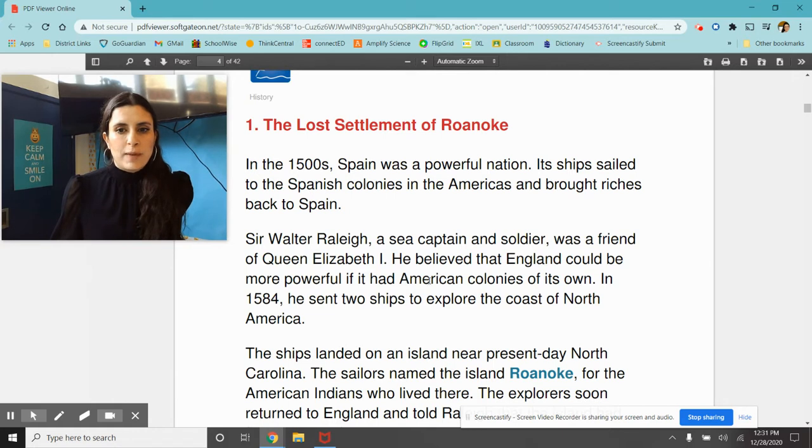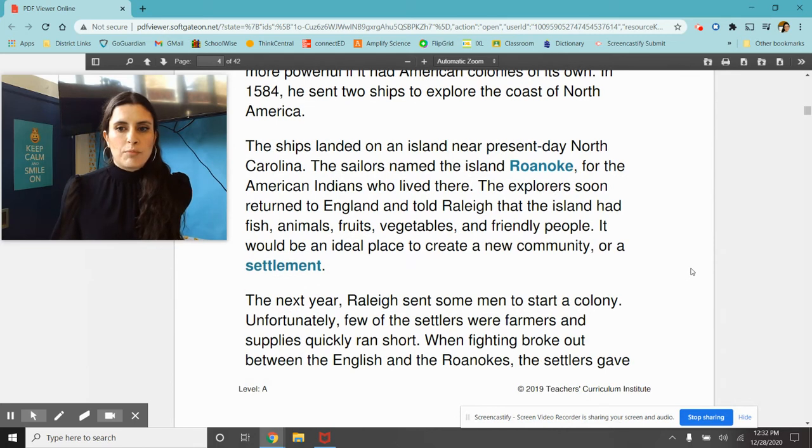In the 1500s, Spain was a powerful nation. Its ships sailed to the Spanish colonies in the Americas and brought riches back to Spain. Sir Walter Raleigh, a sea captain and soldier, was a friend of Queen Elizabeth I. He believed that England could be more powerful if it had American colonies of its own. In 1584, he sent two ships to explore the coast of North America. The ships landed on an island near present-day North Carolina. The sailors named the island Roanoke for the American Indians who lived there. The explorers soon returned to England and told Raleigh that the island had fish, animals, fruits, vegetables, and friendly people.